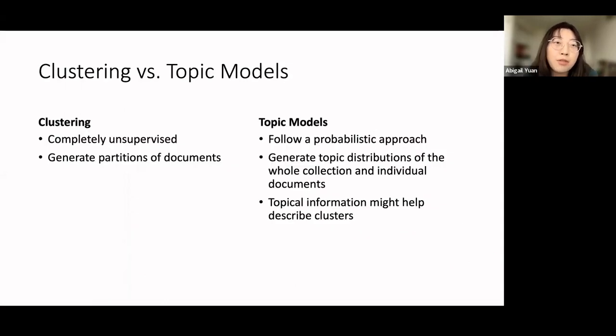To compare clustering with topic models, what they generate or describe is very different in terms of collections. For document clustering, we are doing a completely unsupervised process, where we start with a collection, and then we end up with partitions of the collection. But topic modeling is a probabilistic approach. So what we get is not partitions of documents, but instead we have distributions or probabilities over terms and over documents. In addition, topic modeling can also be used to help describe clusters in many information retrieval tasks, and it can also be used to improve the performance of document clustering.